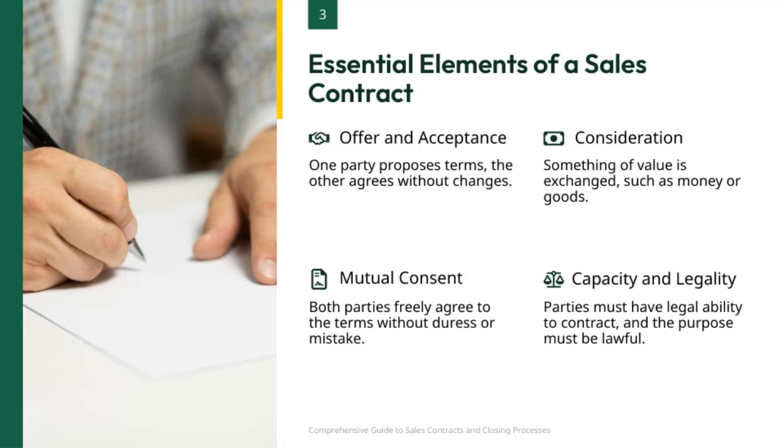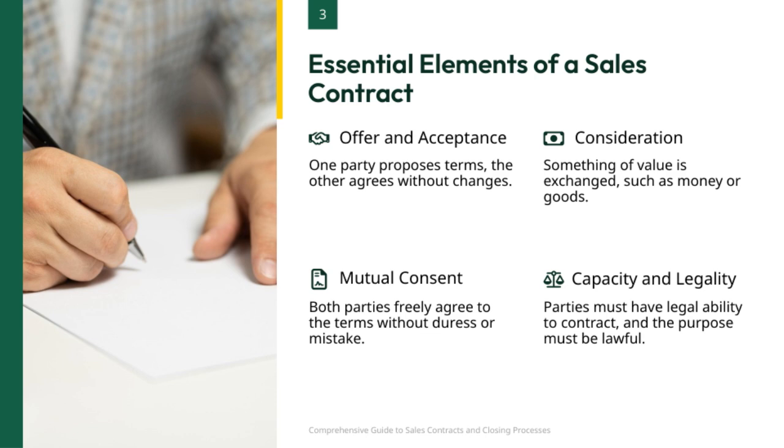Let's take a closer look at the essential elements of a sales contract. First, we have offer and acceptance. This means one party proposes the terms, and the other agrees to those terms without making any changes. It's the foundation of mutual agreement. Next is consideration, which involves an exchange of value, like money, goods, or services. Without this exchange, the contract isn't complete.